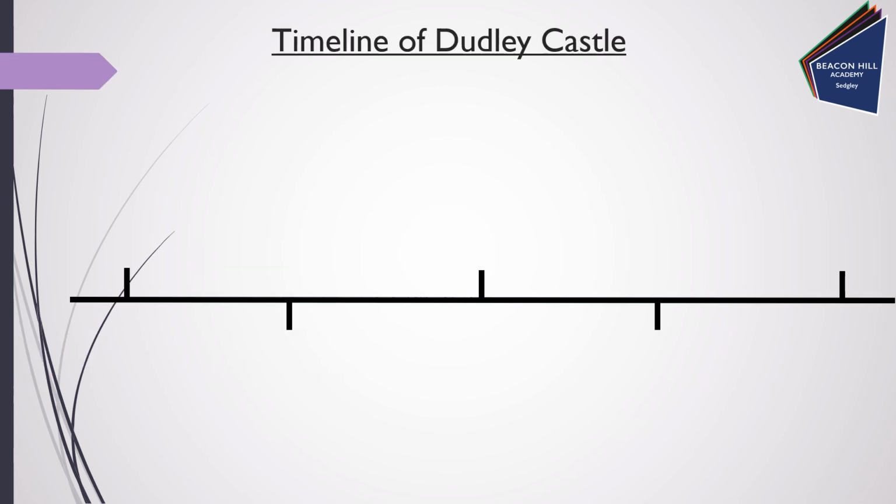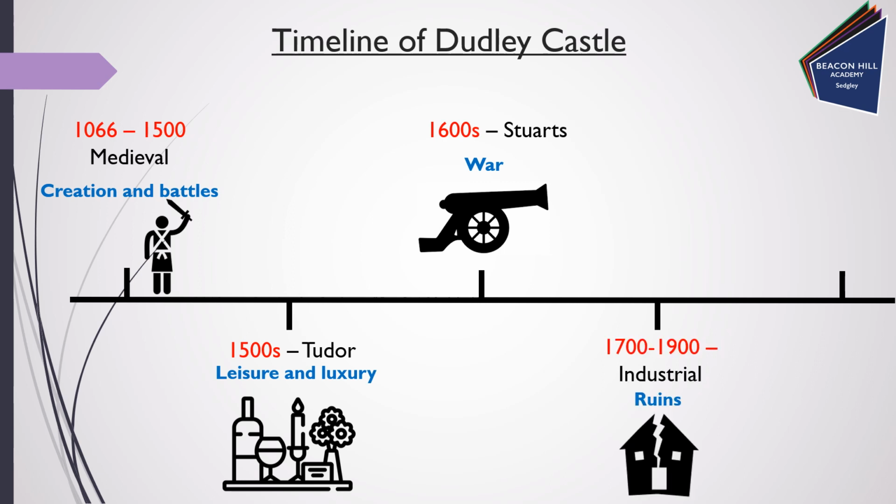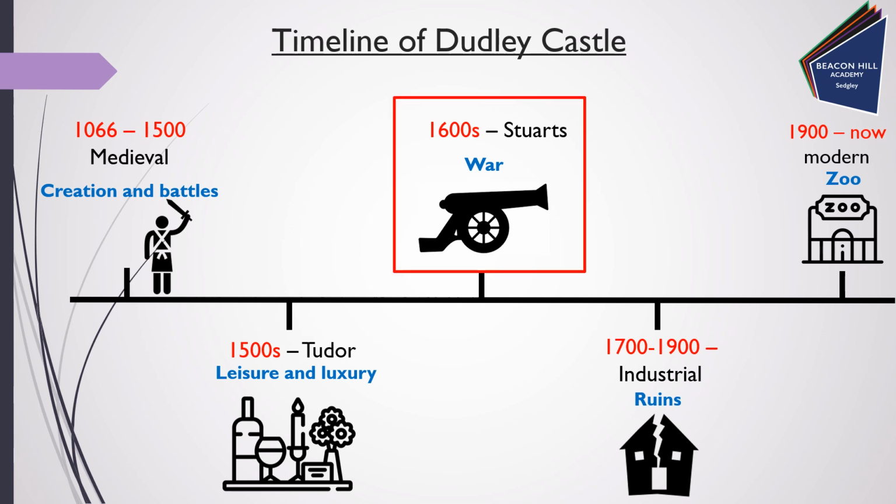Our timeline of Dudley Castle. So we have the medieval period first of all, 1066 to 1500, where the themes are creation and battles. We have the 1500s with the Tudor period, where the themes are leisure and luxury. We have the 1600s with the Stuarts, where we have war as the main theme with the English Civil War. We have 1700 to 1900, which is the industrial period, where the castle is in ruins following the fire of 1750. And finally, we have Dudley Castle's transformation into a zoo, which happens in the modern period, 1900 to present day. This video, though, is going to focus on the 1600s and Dudley Castle during the Stuart period.